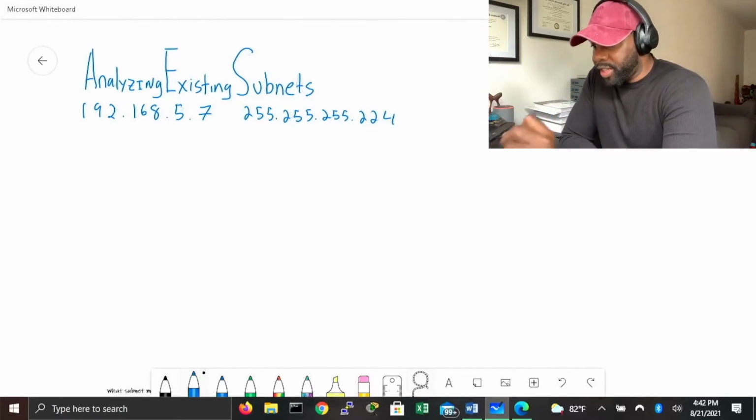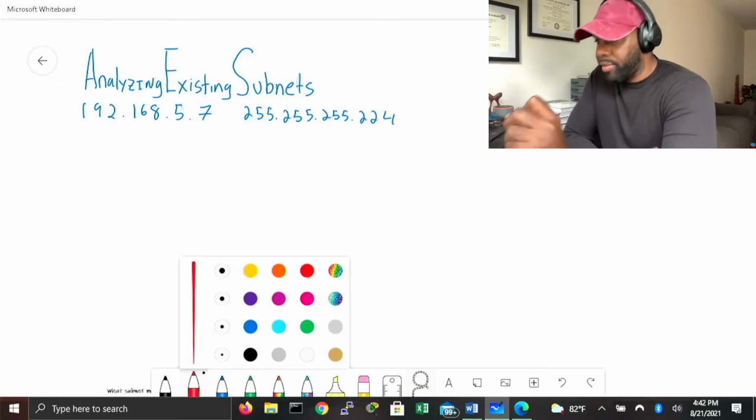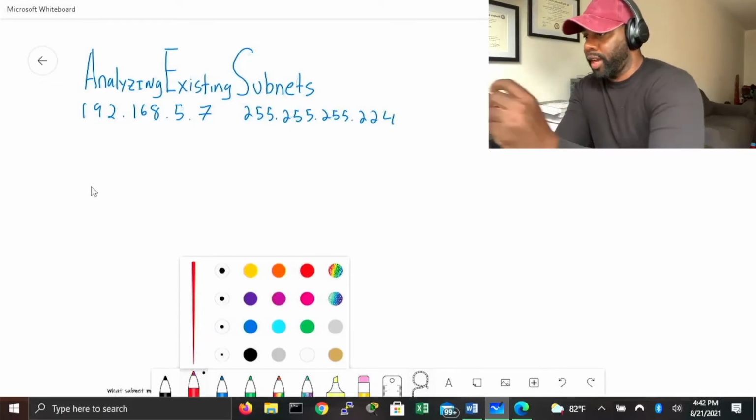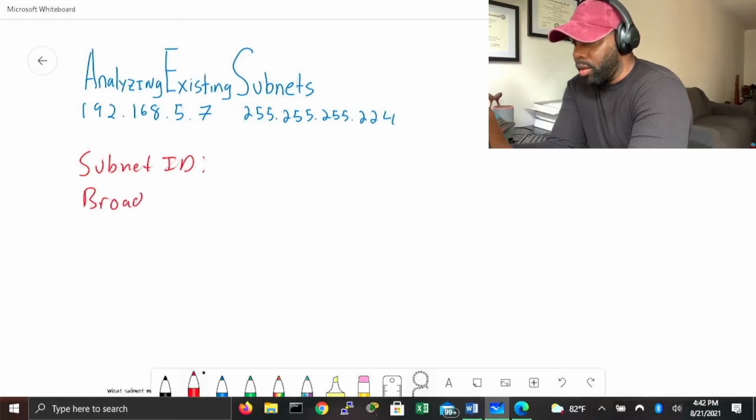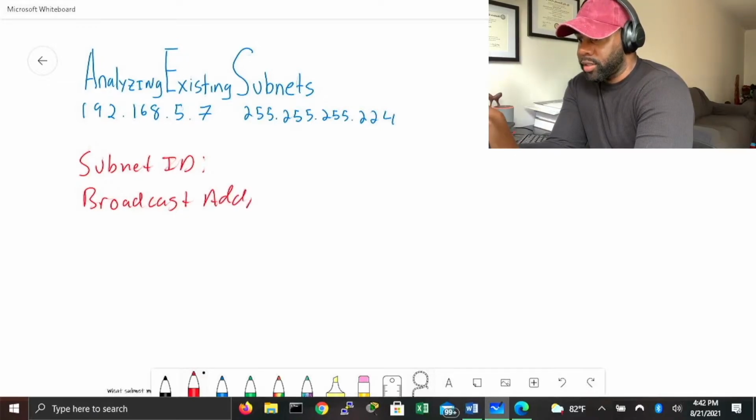Let's change the color up a little bit. Where's red? It's my favorite color. Okay, so let's find the subnet ID and the broadcast address.